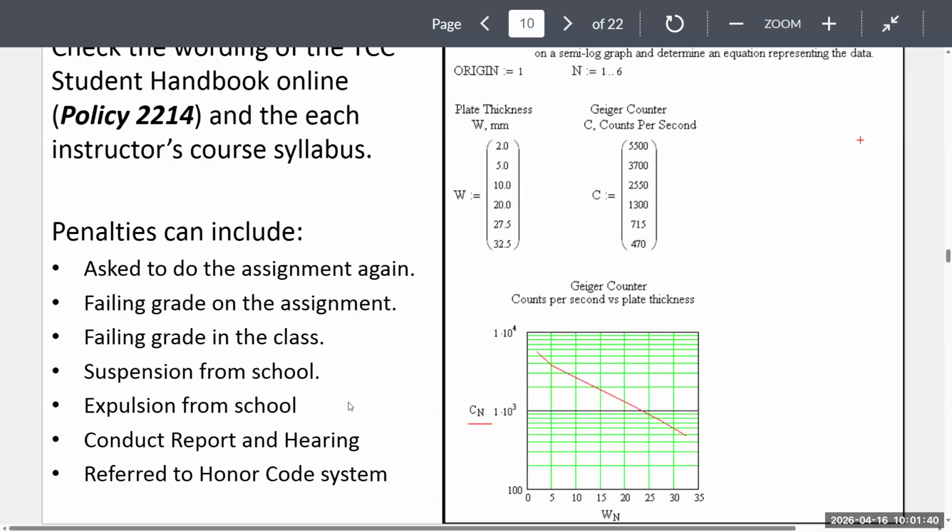Wouldn't that be terrible? Perhaps you did most of your work in class and you got A's, and you decided to cheat on something and you failed the whole class. Okay. They might even suspend you from school for a period of time or expel you altogether. They also conduct a report and hearing and refer to the honor code. Every college, every university has an honor code system.